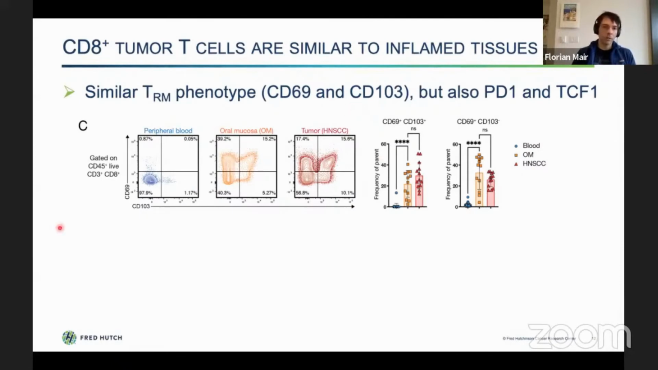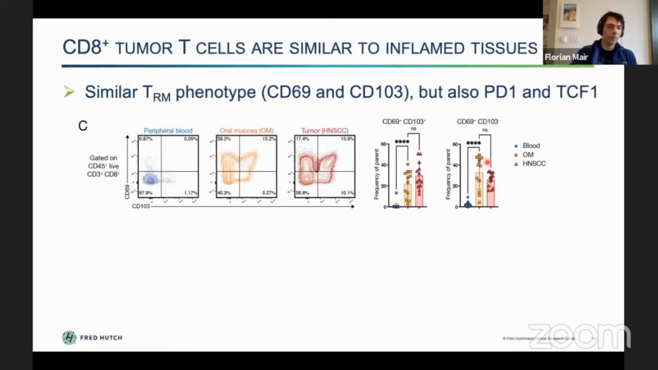However, when we started looking into our samples, throughout my presentation you would always see the matched peripheral blood shown in blue, the inflamed oral mucosal tissue samples shown in orange, and the tumor samples from the oral cavity shown in red. And when we looked at the expression profile of CD69 and CD103, which are these prototypical TRM markers, we saw that both the double positive CD8 TRMs and the CD69 single positive TRMs showed comparable abundance between the oral mucosa and the tumor samples.